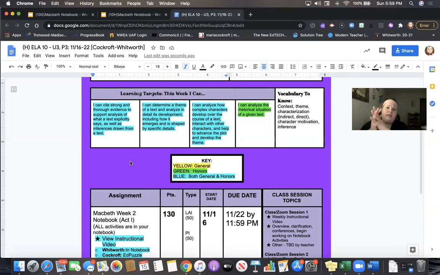And then the third one, can you analyze complex characters, their motivations, and how Shakespeare uses characterization, direct and indirect characterization, to develop one of his themes? So we're going to see that connection. They connect together, okay?